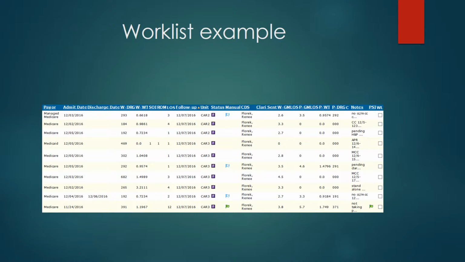So it's final at that point. We also have the possible length of stay here, the possible weight, and the possible DRG. Here's any notes that we may put in our system so that we know what to follow up on.